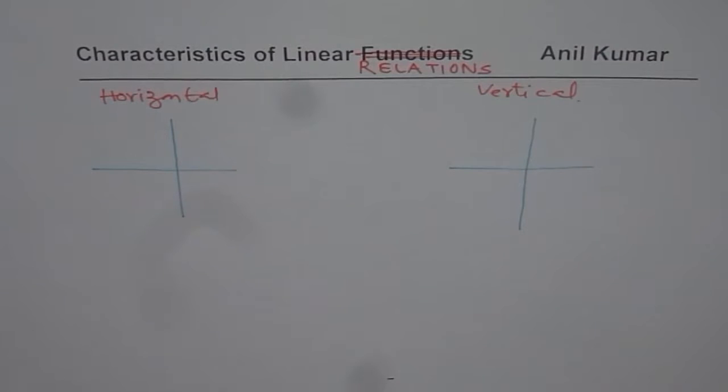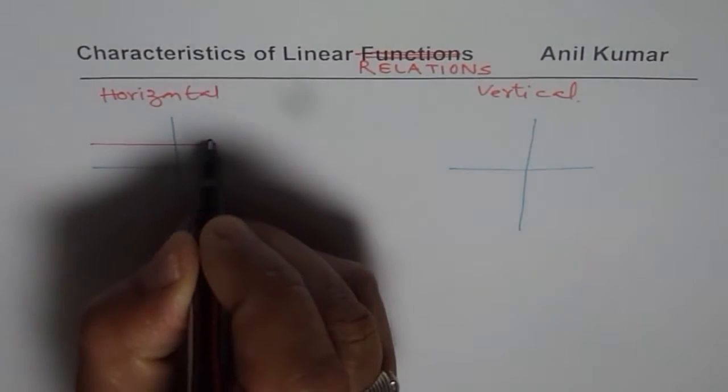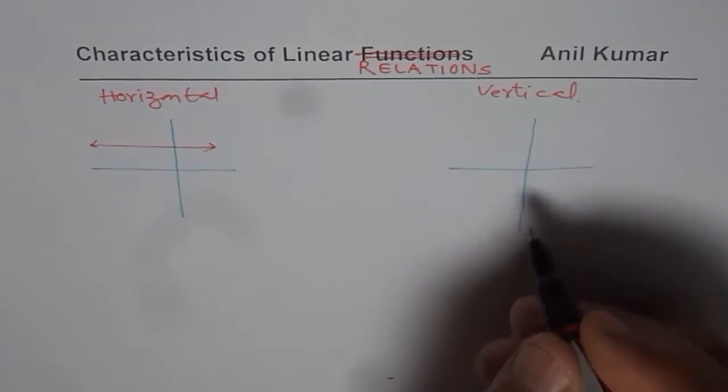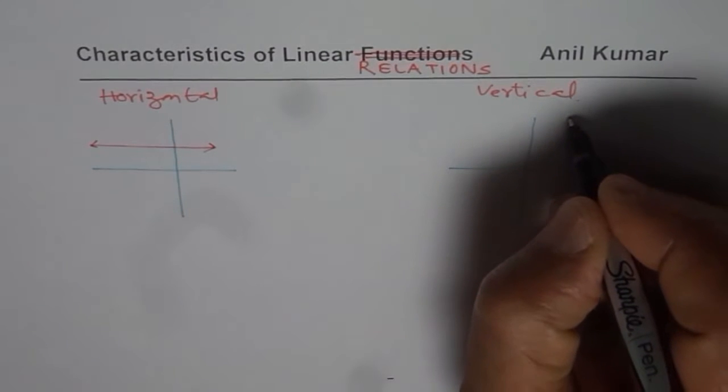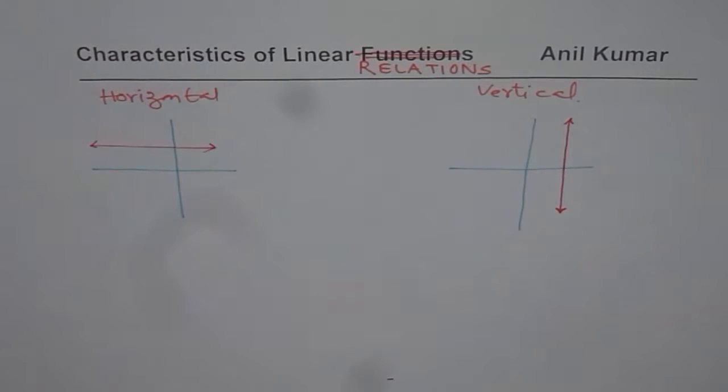So when we have a horizontal line, it could be like this. It could be on the upper half or on the lower half of this quadrant. Now vertical lines could be on the left or right side. So we are assuming them to be on the positive side just to discuss it. Well, the characteristics remain the same. Now in these two lines, what do you notice? Which one is a function and which one is not a function?